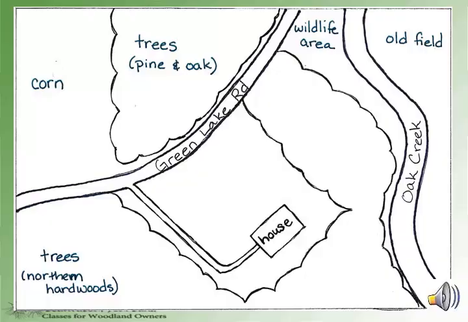When you start to draw your maps, begin with a basic base map. On this map, you see the road, the house, a creek, where the woods are located, and some of the other areas such as a cornfield and an old field. You may want to include other important features to the property, such as fences, property corner markers, future building sites, or other structures.